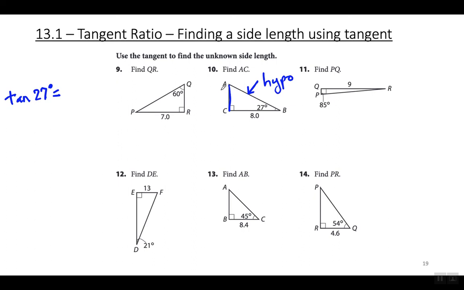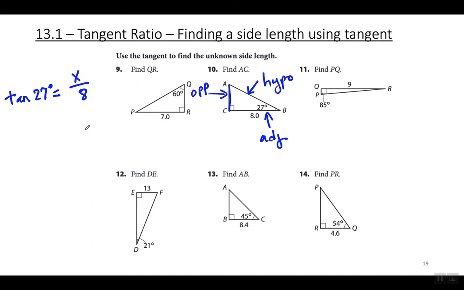So the opposite side is this one. The adjacent side is this one. So the tangent is always the opposite divided by the adjacent. So the opposite side is the unknown, so I'm going to put the X. And the adjacent side is 8. Now the X is on the top, so that changes what we're going to do.